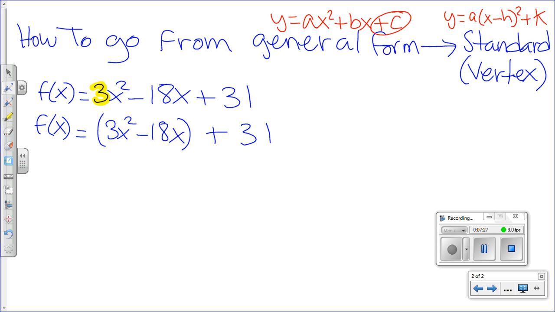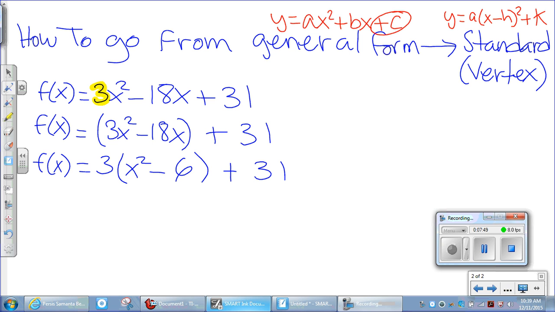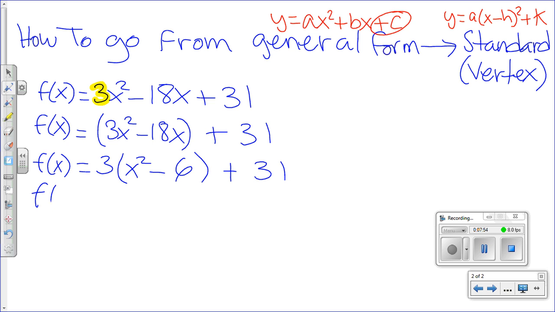So what will be the GCF here? Kevin? Okay. 3. Yes, just the 3. So we factor out a 3, and then we will get x squared minus 6. We still have a plus 31 here. After we factor out the GCF, now we can go ahead and complete the square with the expression that is inside the parentheses. So in this case, it will be x squared minus 6.